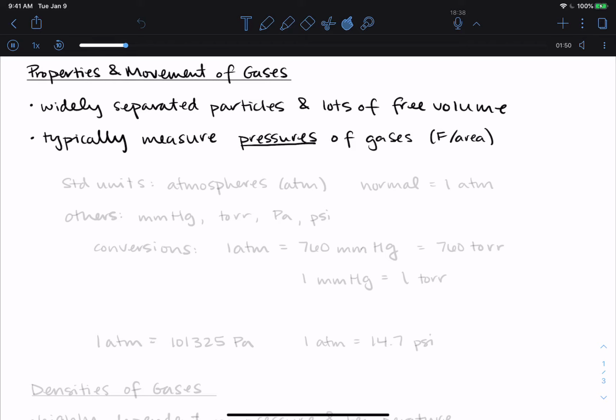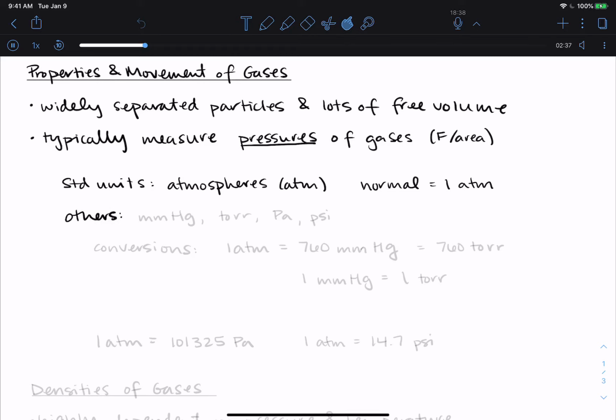So the units that we will see and use a lot, these standard units, are atmospheres, which we abbreviate as ATM, and normal pressure, so just kind of wherever you are, the approximate pressure in a regular room is about 1 atmosphere. Now this is going to vary depending on where you are relative to sea level, but that approximation is for just about sea level.